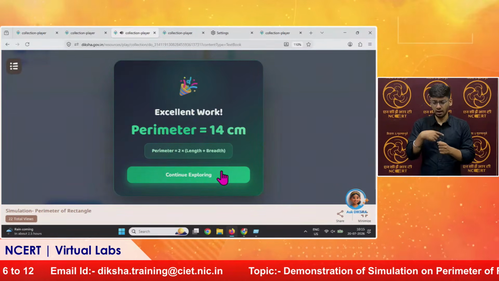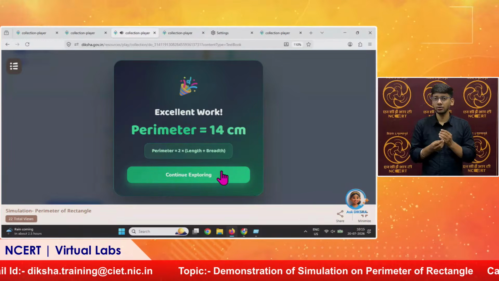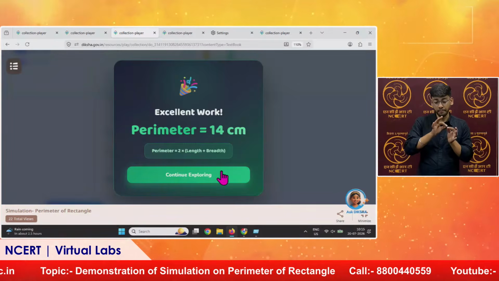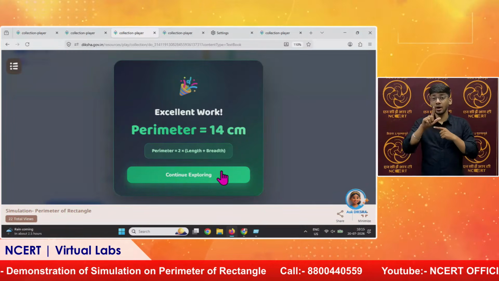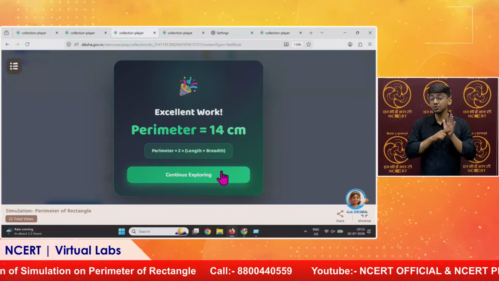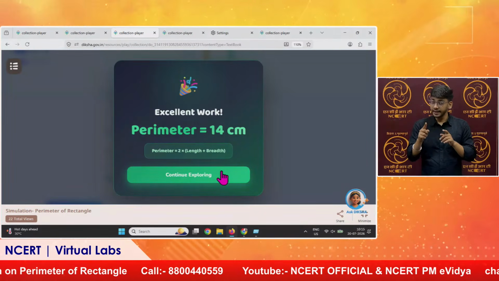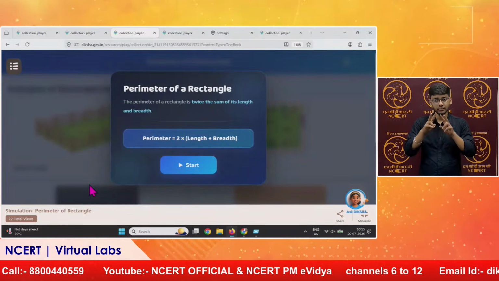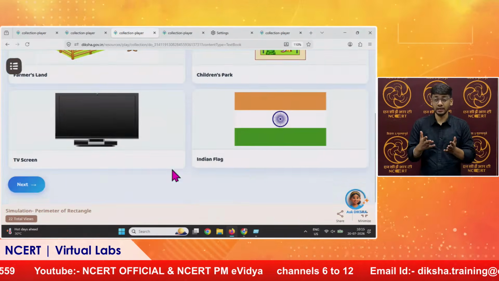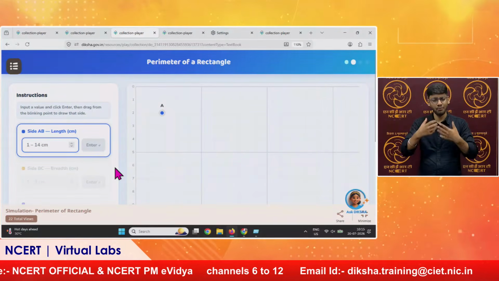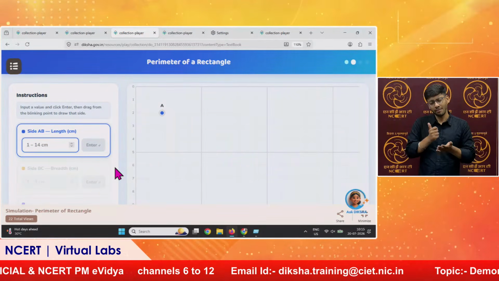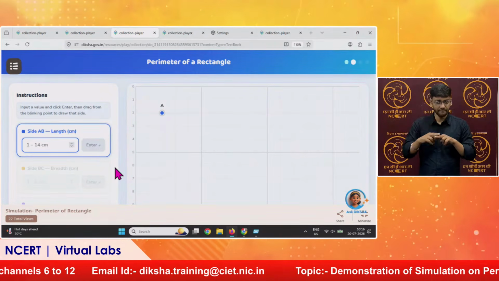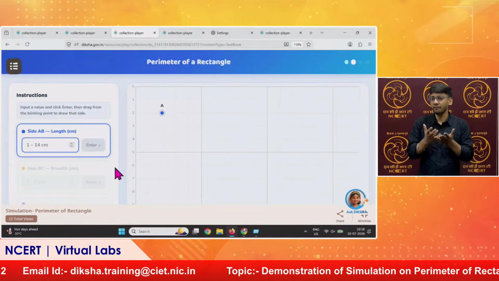Now we can see we add all the boundary, all the lengths, and that is the perimeter, and the formula is 2 into L plus B. So this way we derived the formula and cross checked whether it is correct or not. Now to continue exploring, we can click on continue exploring and start again. We can take many more different examples, because we can explore it any number of times. This is very important in terms of practicing the simulation and the concept also.